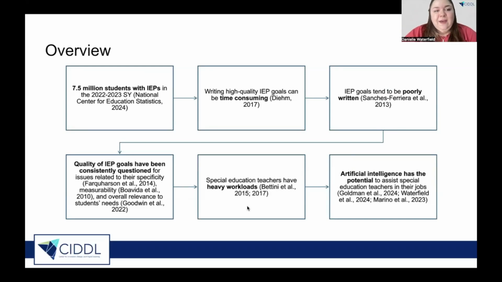Well, 7.5 million students in the United States as of the 2022-2023 school year had IEPs. And we know from previous studies that writing high quality IEP goals, which are really the heart of an IEP, can be really time consuming. And unfortunately, they also can tend to be poorly written, or they have issues with being specific, measurable, or relevant to the student's needs.